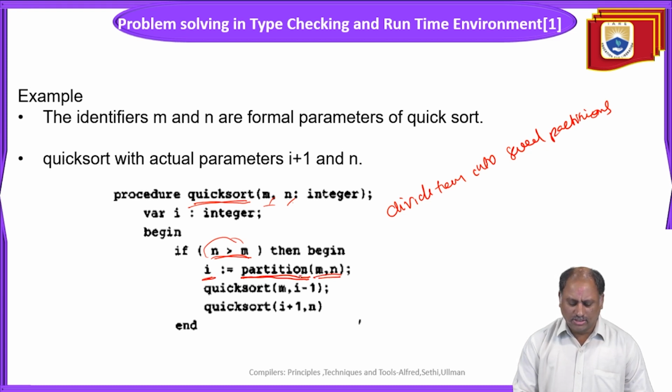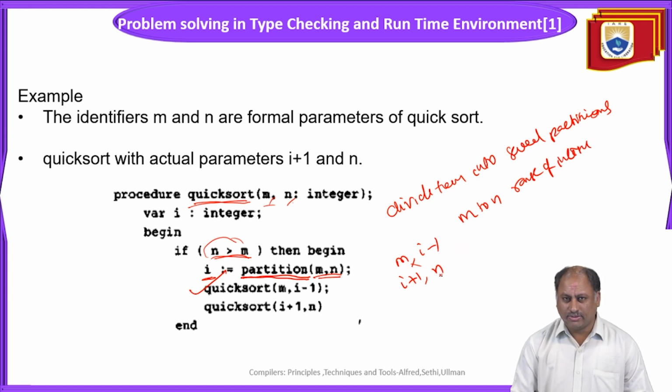and gives the result I. Now this variable I is passed, and once again we call the quicksort procedure: quicksort of m comma I minus 1 and I plus 1 comma n. So this is the range of integers from m to n. We perform the partition based on some element, so this partition can be considered as I. Before I, that is I minus 1, and after I, that is I plus 1, we take two partitions.